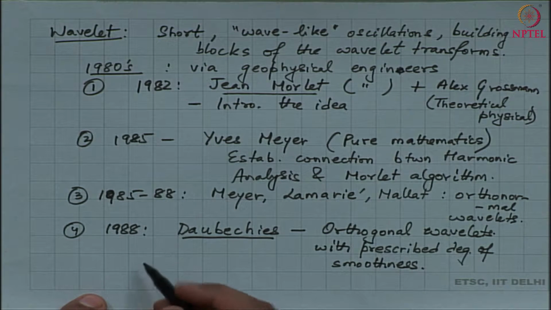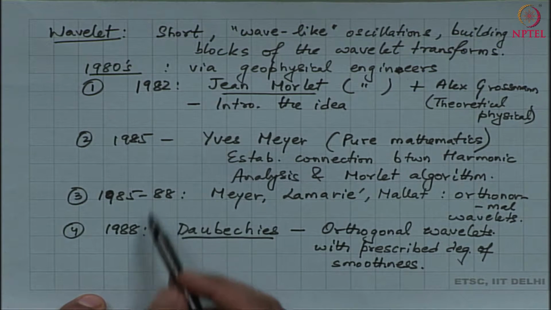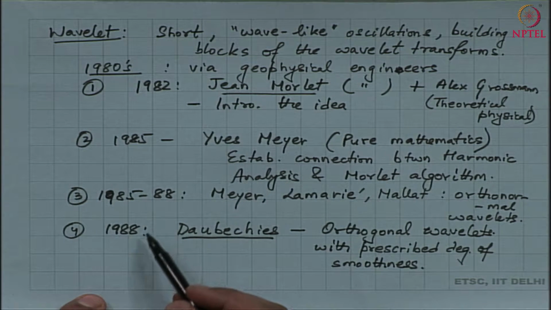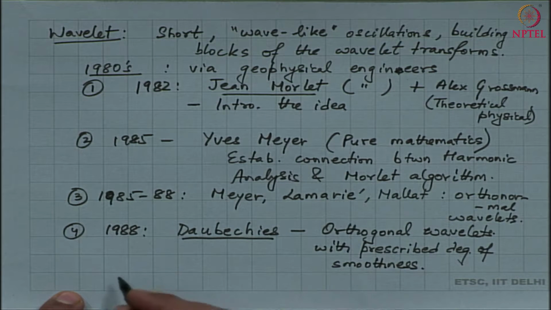Let me just highlight briefly some of the other milestones. Although a lot of work was done from the early 80s to the late 80s, it was seen that despite all this development, it is very difficult to construct symmetric and orthogonal wavelets.